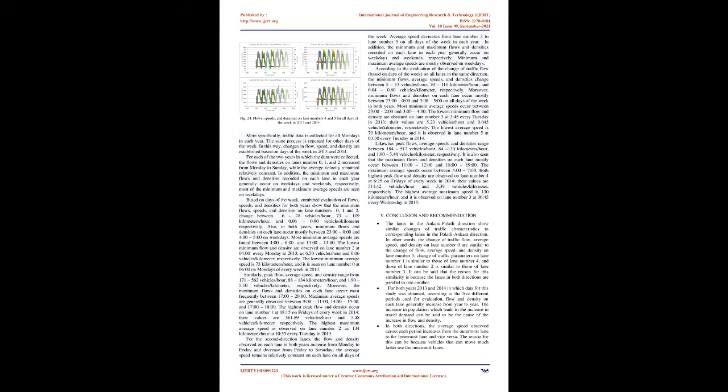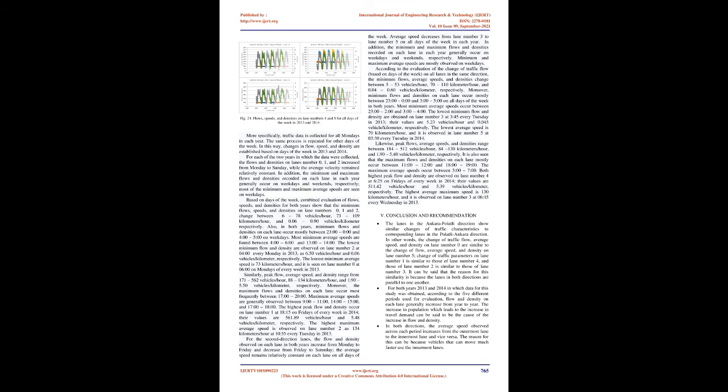–5.40 vehicles/kilometer, respectively. It is also seen that the maximum flows and densities on each lane mostly occur between 11 o'clock–12 o'clock and 1800 hours–1900 hours. The maximum average speeds occur between 5 o'clock–7 o'clock.